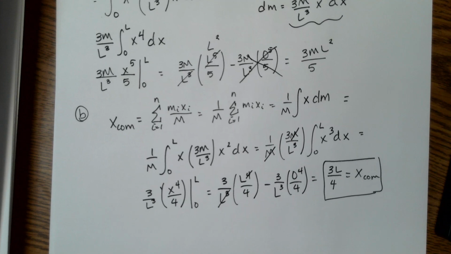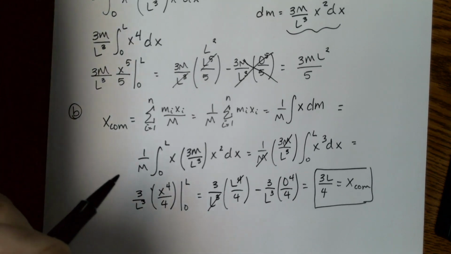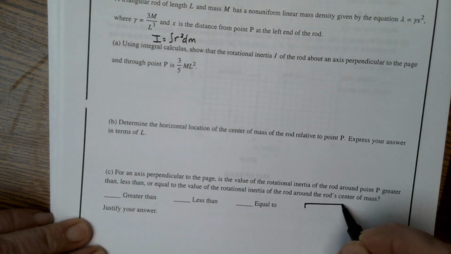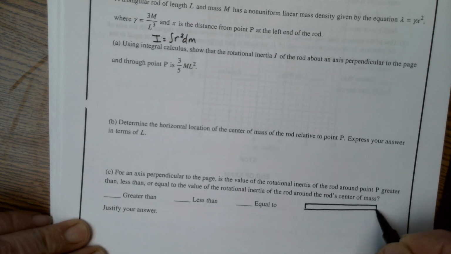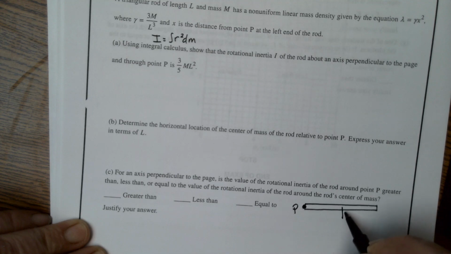Okay. Next question, which is a bit simpler than these others. Not a lot of math to do in this. It says, for an axis perpendicular to the page, is the rotational inertia of the rod about point P greater than, less than, or equal to the rotational inertia around the rod's center of mass? So we're comparing, what if I rotate it here versus what if I rotate it right here at the center of mass.